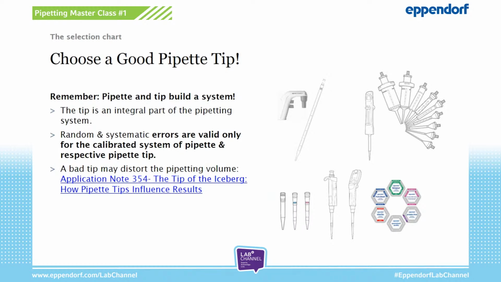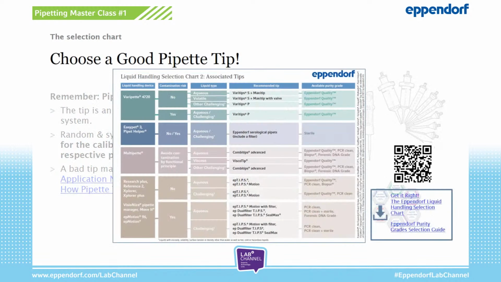But there's also a large collection of different tips for air cushion pipettes on the other hand, and this can be quite confusing. So you have tips with filters, you have tips without filters, you have elongated tips, you have tips with different purity grades. And also here, to make the decision a little bit easier for you, we have developed a selection chart and this is also available. Once you have identified the right liquid handling tool for your application, you can use this overview to see which tips are suitable for the liquid handling system you have determined.